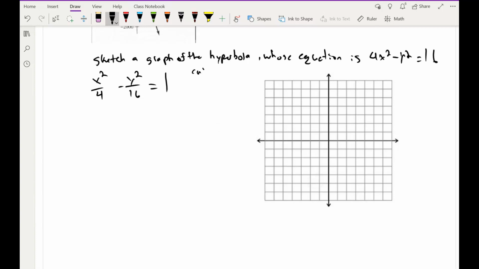Now you don't see your h and your k value, which implies that our center is going to be 0, 0. We don't see those h and k values because they technically are just 0. So there's our center, and that's easy enough to do. We have our center at 0, 0.